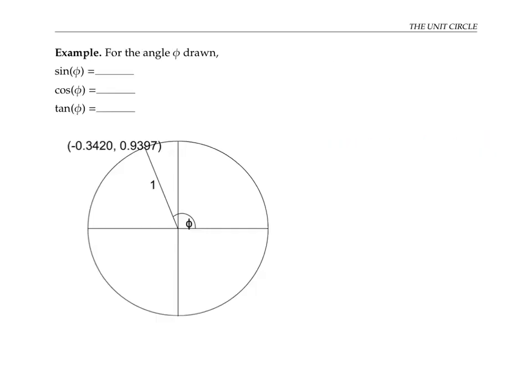Let's use this unit circle definition to calculate sine, cosine, and tangent of this angle phi. In our figure, we have a unit circle, and these numbers are supposed to represent the x and y coordinates of this point on the unit circle at the end point of this line segment that lies at angle phi from the positive x-axis. Sine phi is equal to the y-coordinate. Cosine phi is equal to the x-coordinate, and tangent of phi is given by the ratio of the two, which works out to negative 0.3639 up to 4 decimal places.